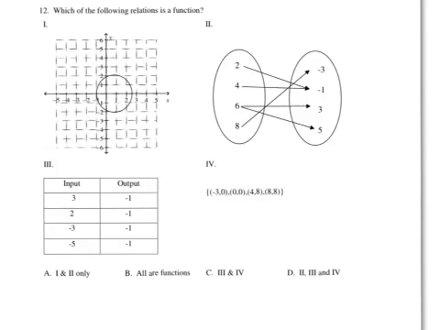Number 12, which of the following relations is a function? I have 4 different representations here: a graph, a mapping, a table, and a set of ordered pairs. In each of these, I determine if it's a function by looking at the x values. In the graph, I would do a vertical line test. So I would draw a vertical line through my graph.